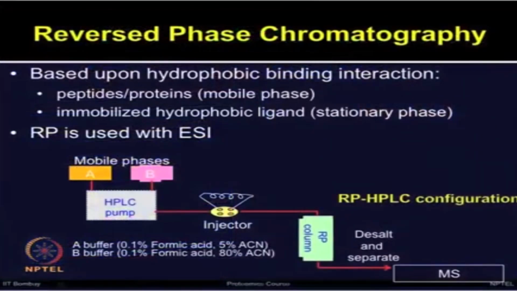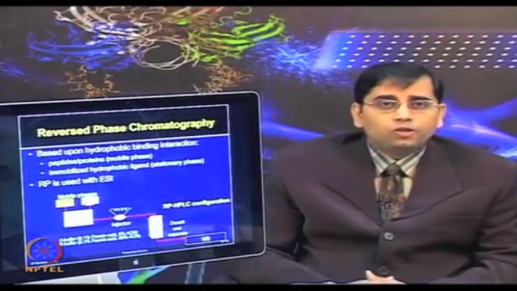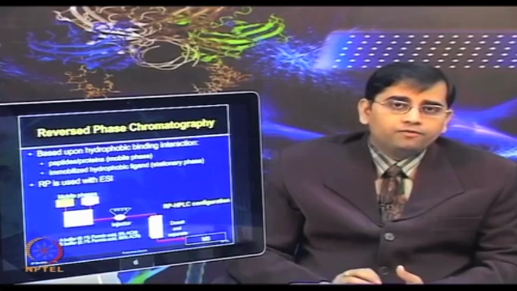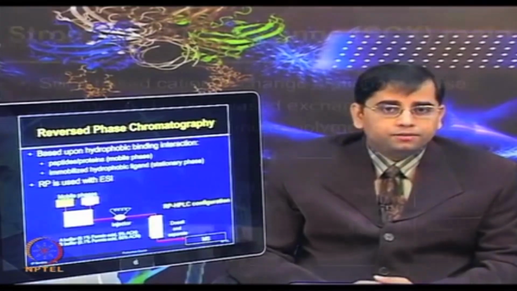Molecules are bound on the column by means of hydrophobic interactions and are eluted out when the solvent polarity is modified. Reverse phase chromatography is mostly used with electrospray ionization in mass spec due to its compatibility with ESI, using an acidic aqueous and polar mobile phase. It is also used for desalting the peptides before injecting for electrospray ionization.